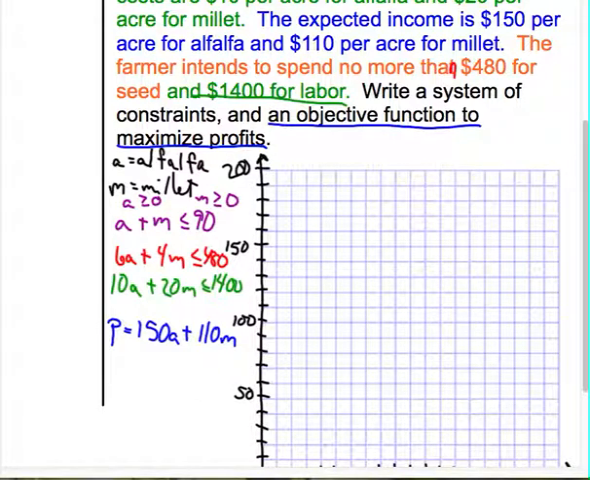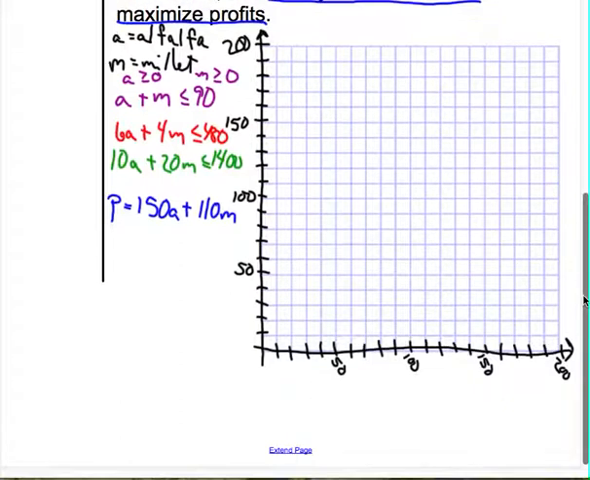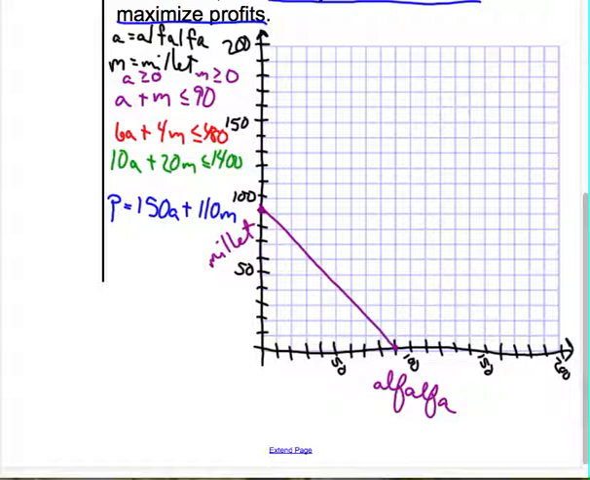So of course we're going to start with our X and Y axes as borders. I'm not even going to bother redrawing those. But I'm going to choose to put, since I did all of these with alfalfa first, alfalfa on my x-axis. And then the millet will be on my y-axis. All right, so I'm going to find my intercepts. Obviously for my first inequality, A plus M is less than or equal to 90, 90 is going to be my intercept for each one. And I scaled my axes by 10. And these are all or equal to's, so that makes it nice, no dotted lines to think about.